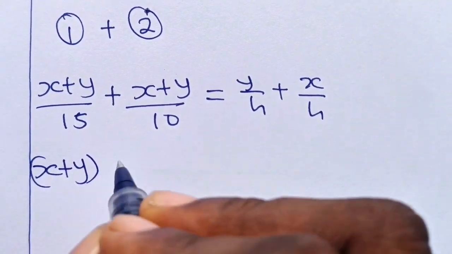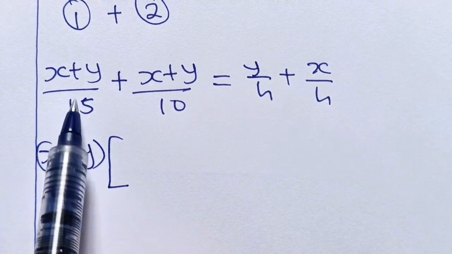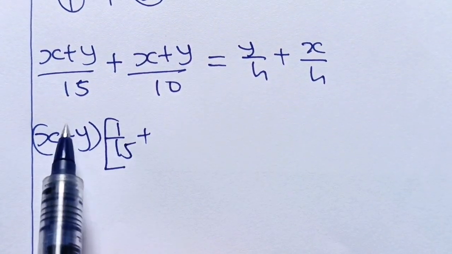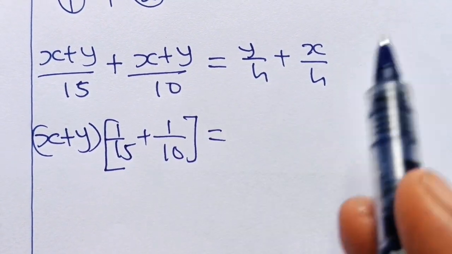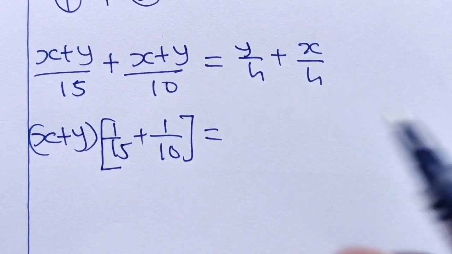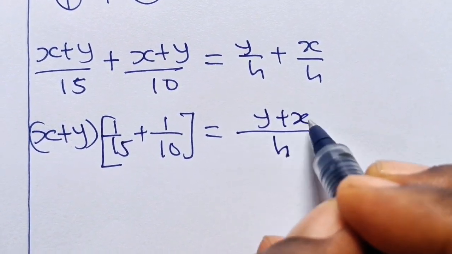Open bracket. When this is divided by this, 1 over 15 will remain. So we have 1 over 15 plus, when this is divided by this, 1 over 10 will remain. We have 1 over 10 is equal to, now they share the same denominator, so that means we are going to have this over h, and we have y plus x over h.